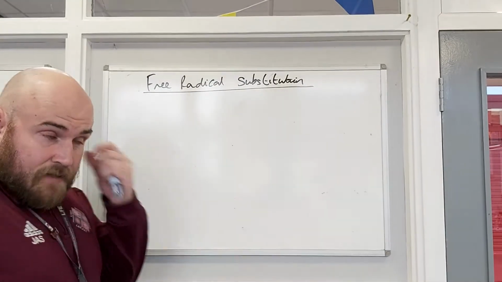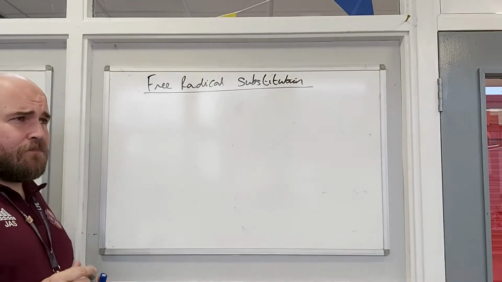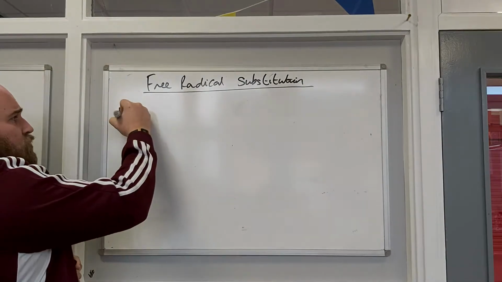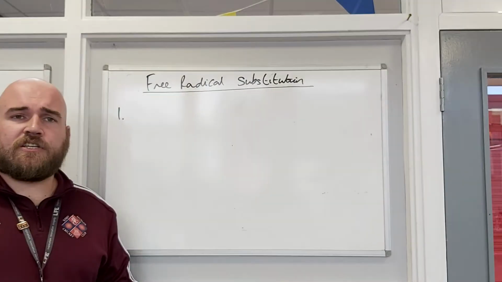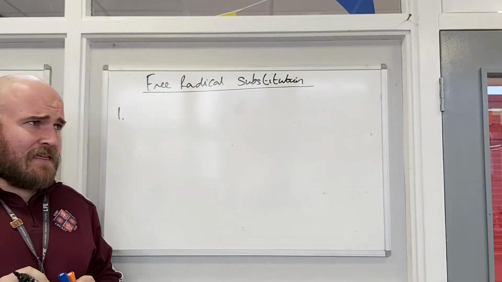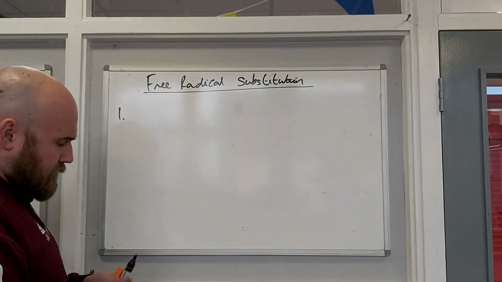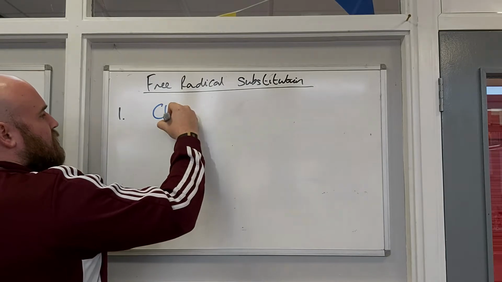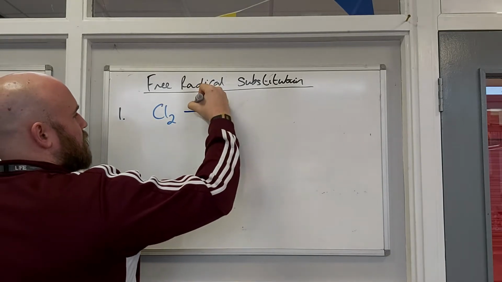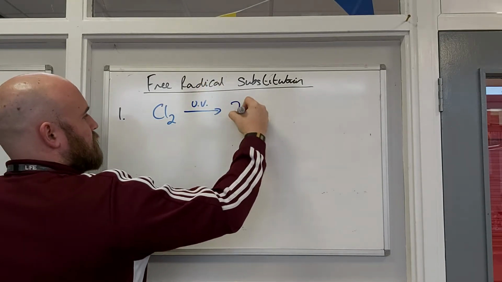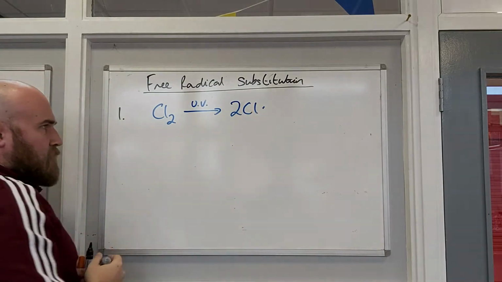Okay, folks, we're on to the second part now, which is free radical substitution. The first question was to write an equation for the initiation step for the reaction between ethane plus chlorine. So the initiation, hopefully you know by now, your halogen with the presence of ultraviolet light becomes 2 chlorine radicals.